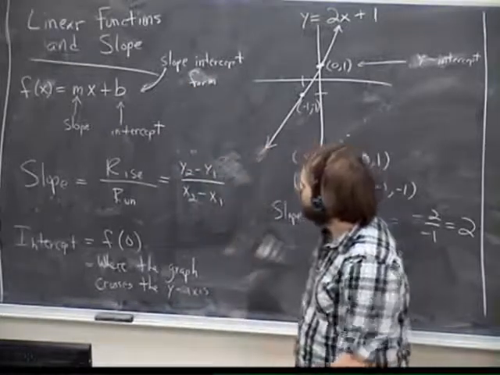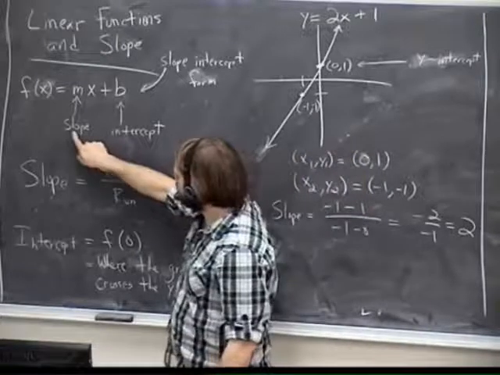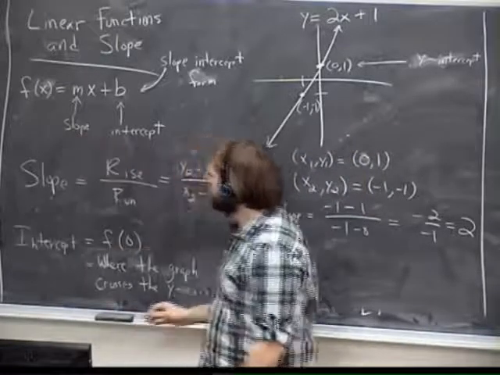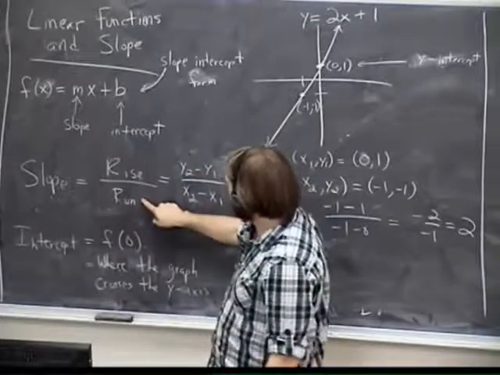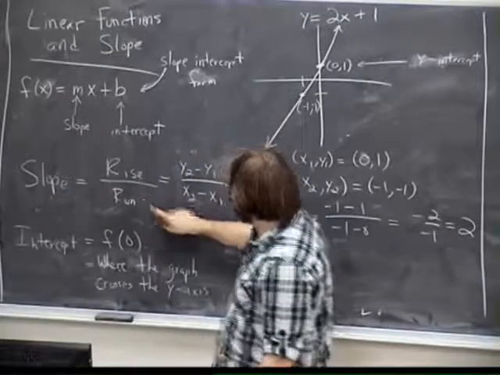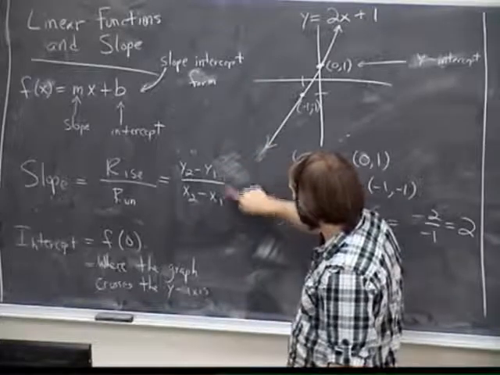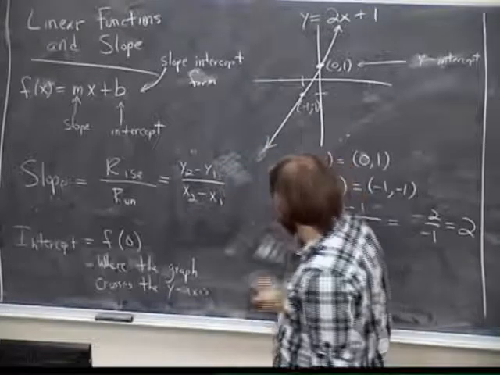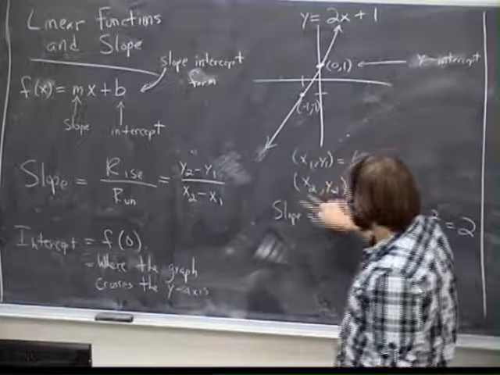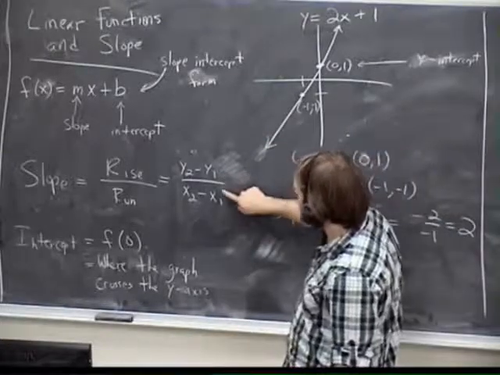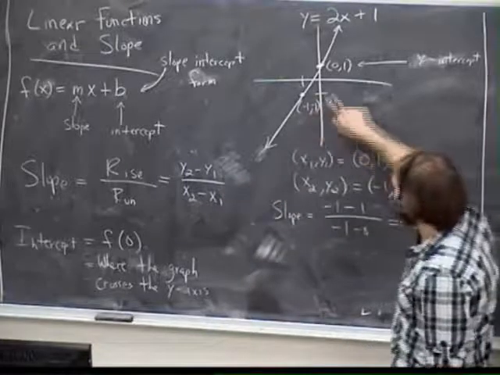Okay, so let's look at what slope means. Slope is how quickly your line rises. The slope is equal to the rise over the run. And if you find 2 points on your line, where the points are labeled x1, y1, and x2, y2, say, then this is the formula that will give you the slope.